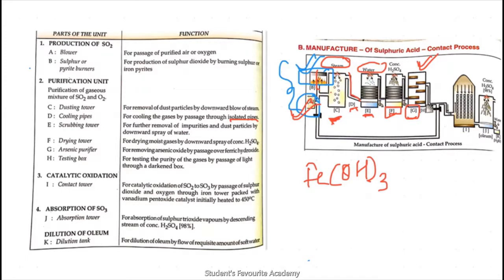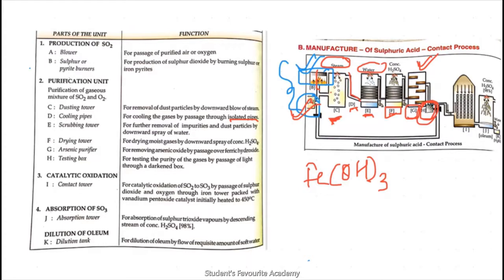Okay, and then in the H we have the testing box. So this is the testing box which is there, children. And what is this testing box, children? We have carried out so many processes of purification, of removing moisture, of removing arsenic gas, arsenic oxide. Now after this process, what is the purity of the gas? Matlab, at last whatever gas I am getting, what is the purity of that gas? That will be tested by this purity box, the testing box. And then how do you test that? It is by passing a light through this darkening box. Okay, so this is my testing box.